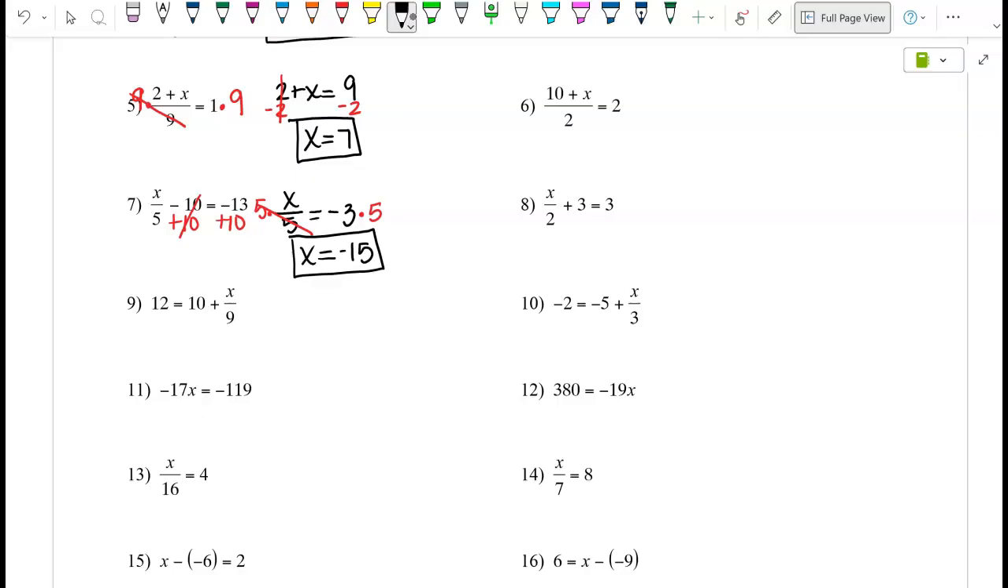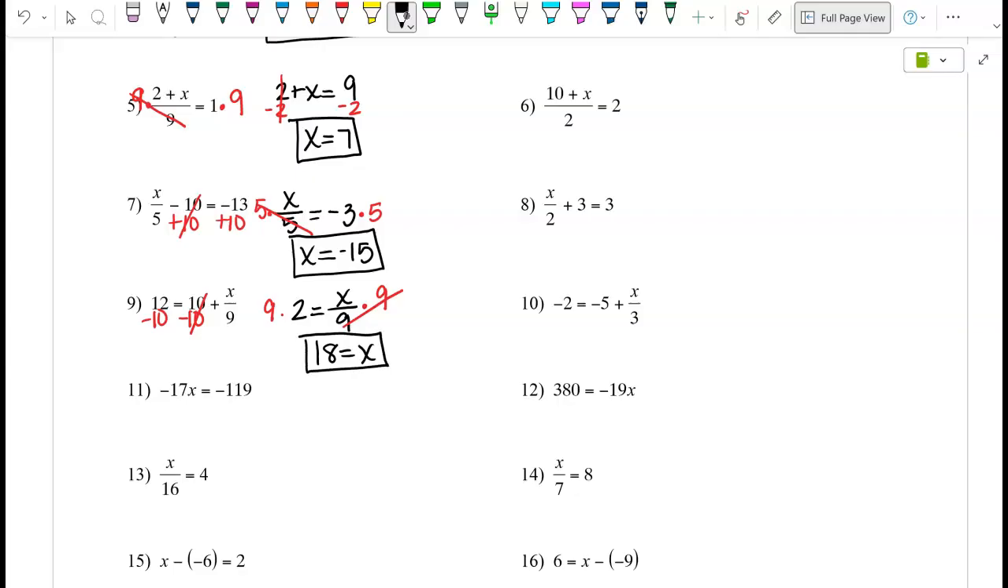All right, Anthony Arroyo, number 9. 12 equals 10 plus x divided by 9. What is my first step here? Subtract 10 from both sides. So 12 minus 10 is 2 equals x divided by 9. And Mr. Arroyo, what would I do next? Multiply both sides by 9. So I get 18 equals x, or x equals 18.